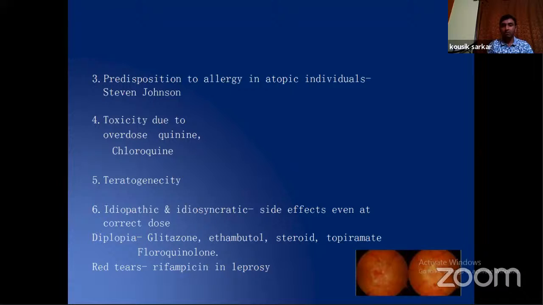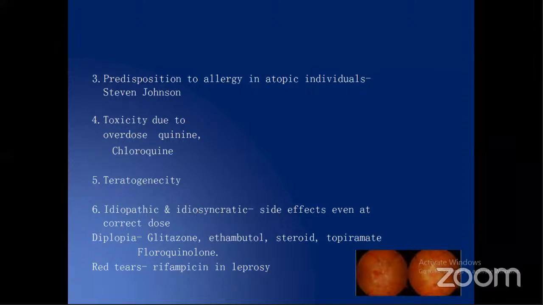In some patients, there is a predisposition to allergy in atopic individuals, which causes Stevens-Johnson syndrome, and there may be toxicity due to overdose of some drugs like quinine and chloroquine. Teratogenicity may occur, and in some cases we see idiopathic or idiosyncratic reactions, like diplopia occurring with glitazone, ethambutol, steroid, and topiramate, and red tears occurring with rifampicin, which is used in leprosy patients.